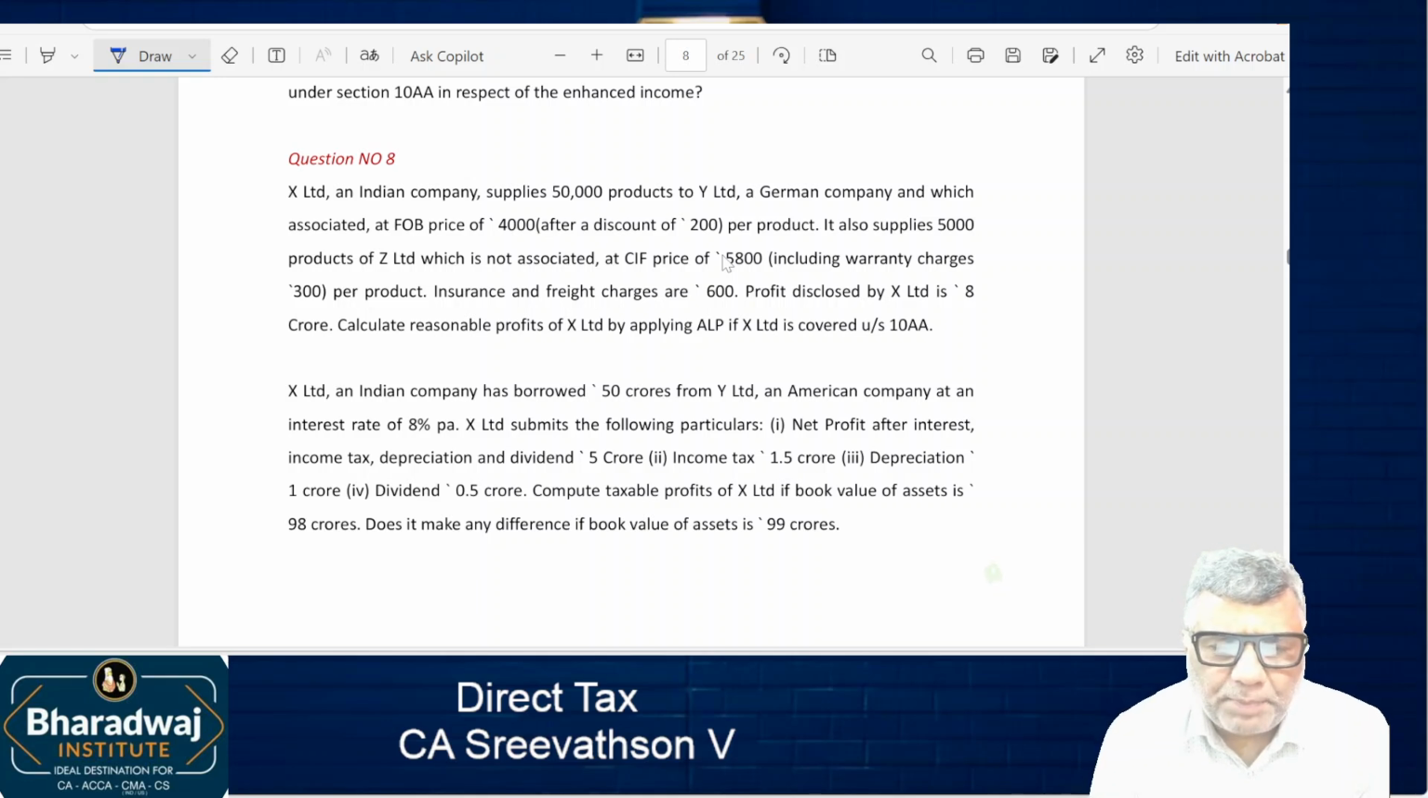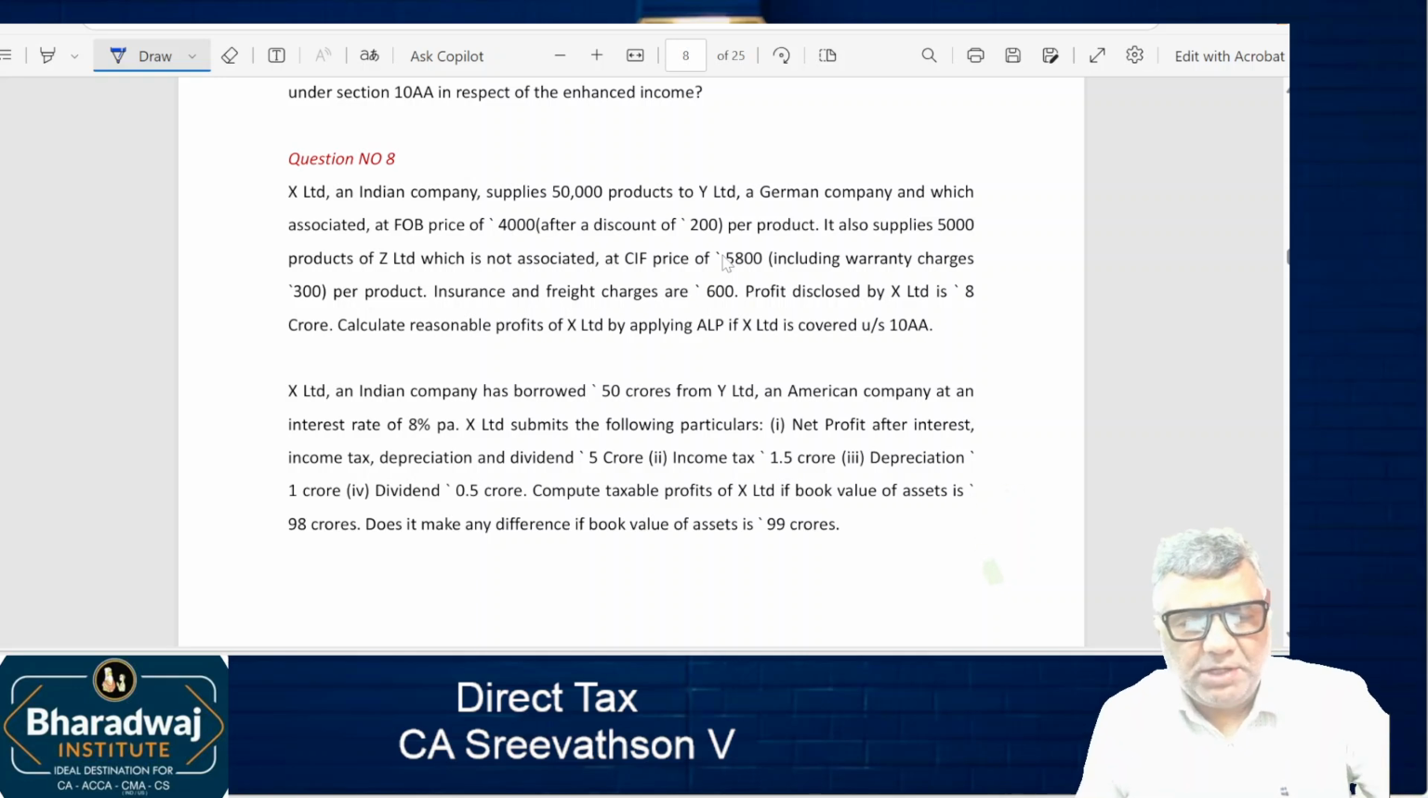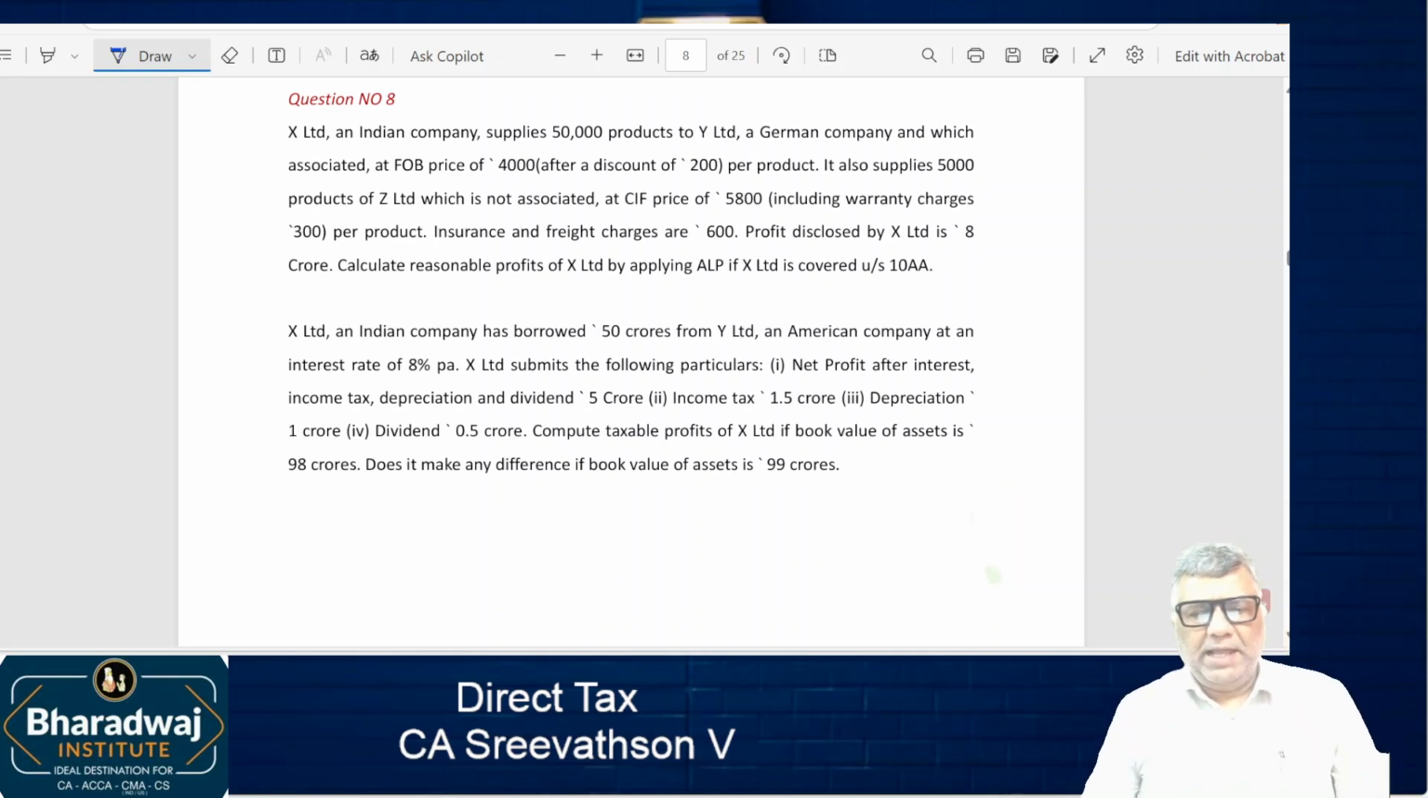X Limited, an Indian company, supplies 50,000 products to Y Limited, a German company, which is an associated enterprise, at FOB of 4,000 after discount of 200 per product. It also supplies 5,000 products to Z Limited, which is not associated, at a CIF of 5,800, including warranty charges of 300 per product. Insurance and freight are 600. Profit disclosed by X Limited is 8 crores. Calculate reasonable profit of X Limited by applying ALP if X Limited is not covered by 10AA.